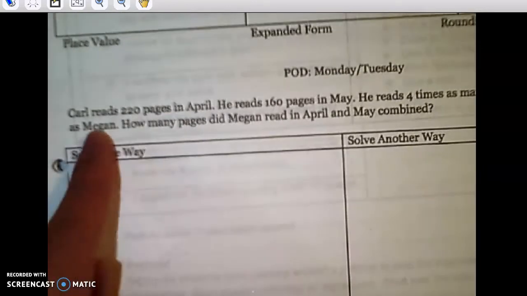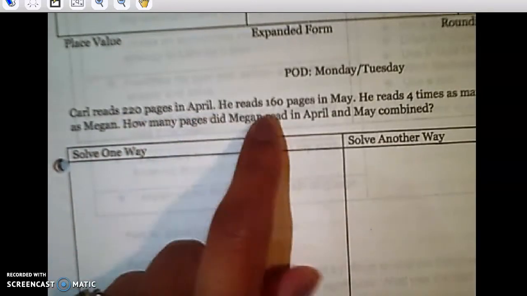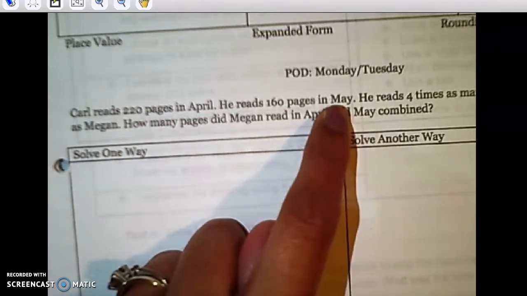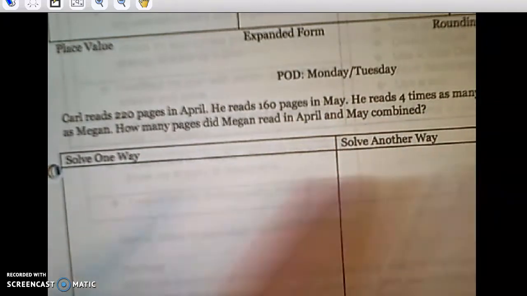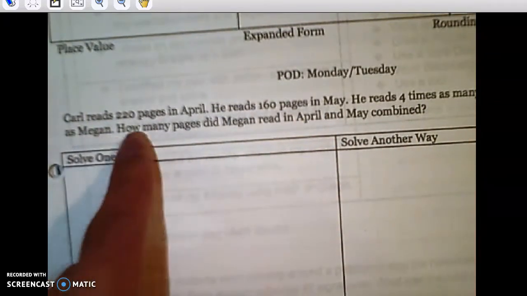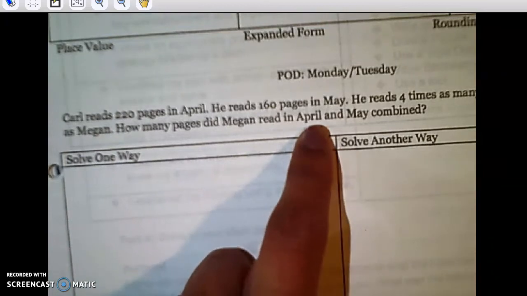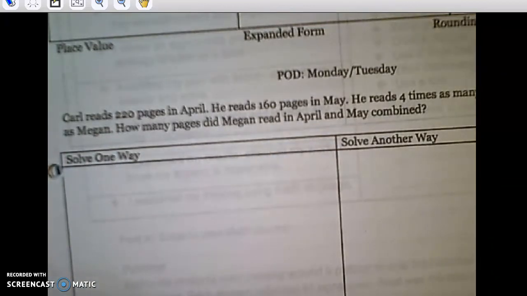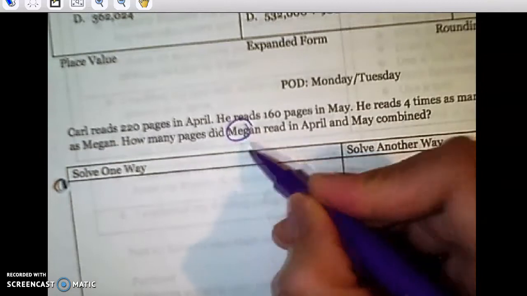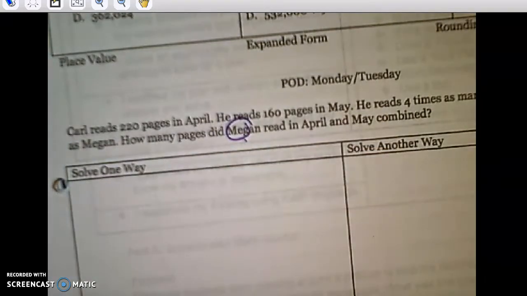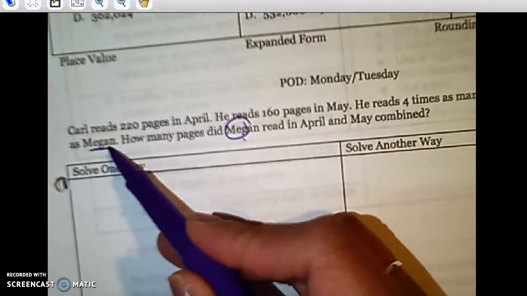All right, so Carl reads 220 pages in April. He reads 160 pages in May. He reads 4 times as many pages during these months as Megan. How many pages did Megan read in April and May combined? Okay, I'm not sure if they mean Megan or Carl. This question's a little confusing. He reads 4 times as many pages during these months as Megan.